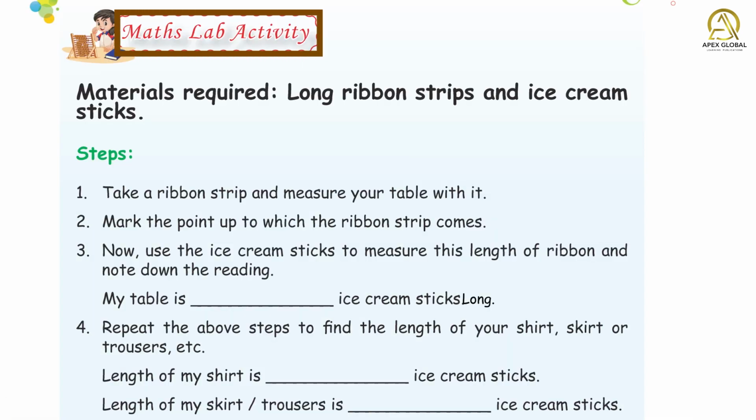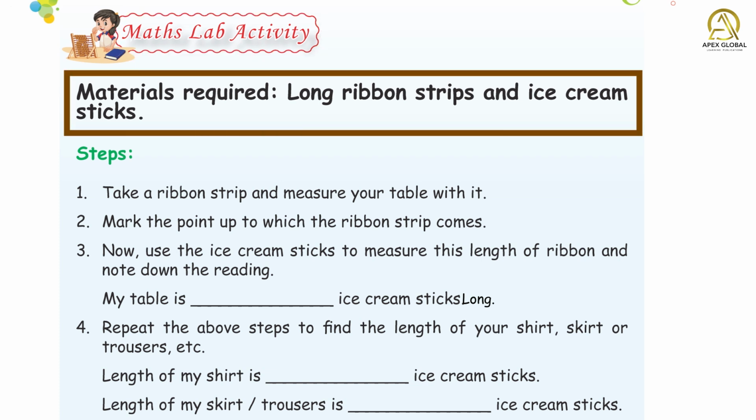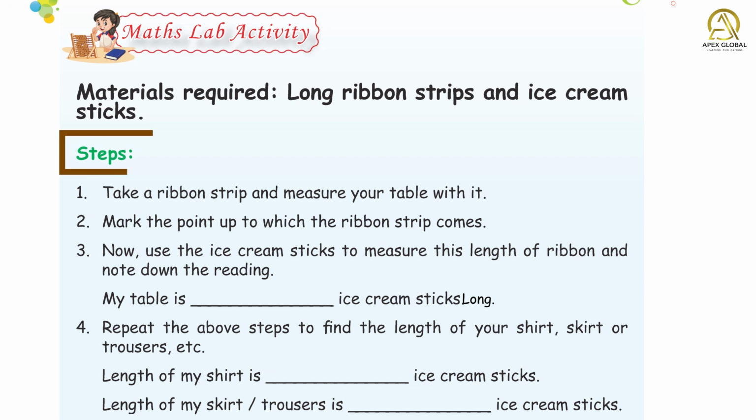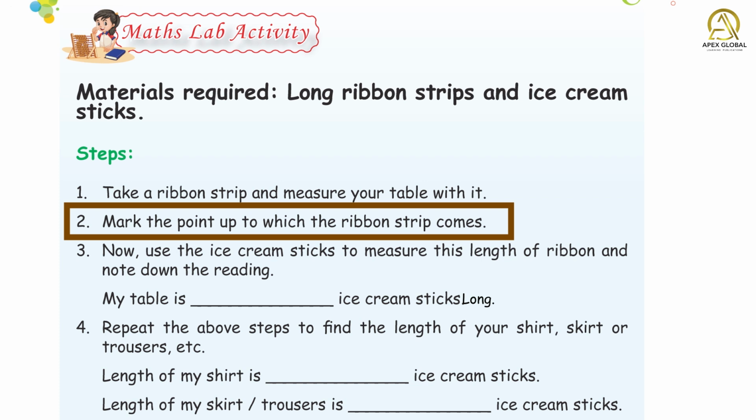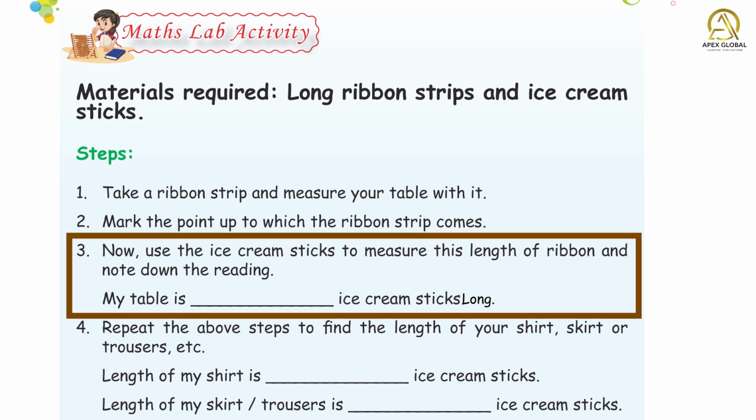Maths lab activity. Materials required: long ribbon strips and ice cream sticks. Steps: 1. Take a ribbon strip and measure your table with it. 2. Mark the point up to which the ribbon strip comes. 3. Now use the ice cream sticks to measure this length of ribbon and note down the reading. My table is dash ice cream sticks long.